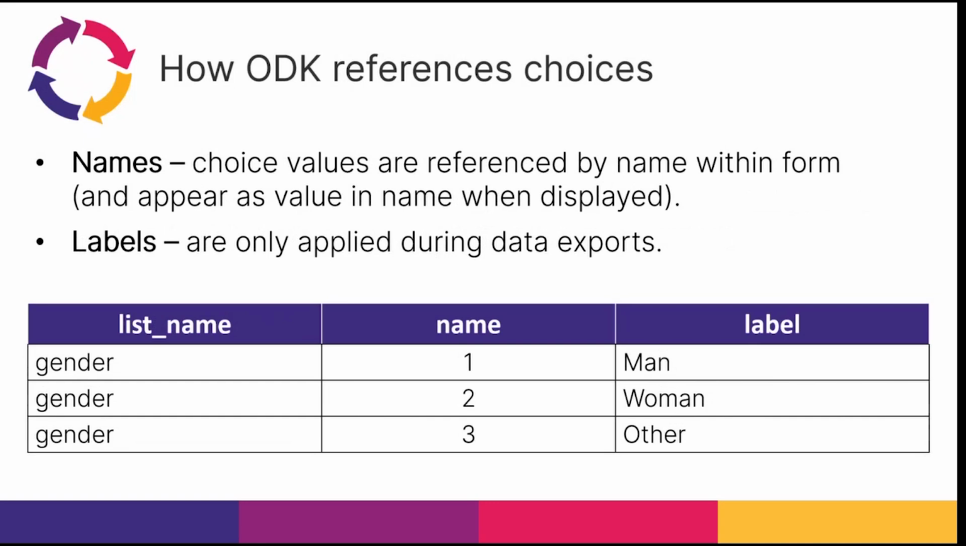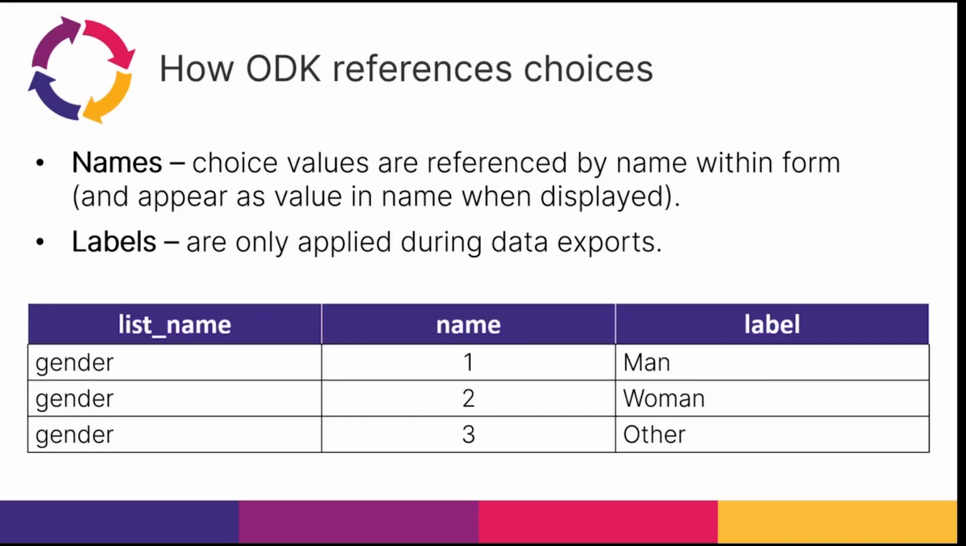Similarly, choices are a bit easier to understand. We also have a name and a label. And names are really, again, how ODK understands what choice is selected. And this is a product of ODK working across multiple languages. So, right, you might have an English label and a French label and a German label. At the end of the day, the program understands these options as 1, 2, and 3, right?